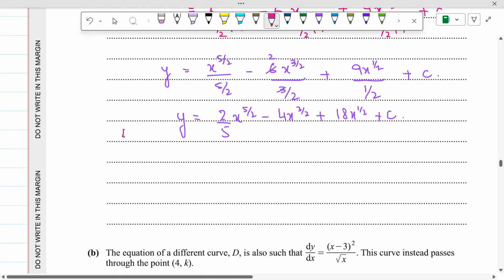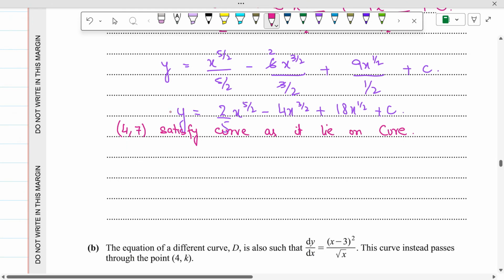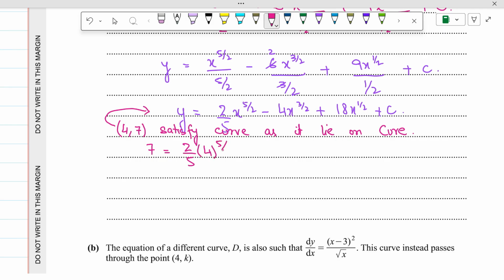Because (4, 7) satisfies the curve, as it lies on the curve. Okay, plugging the point into this equation, we will have 7 equals 2 over 5 times 4 to the power of 5 by 2, minus 4 times 4 to the power of 3 by 2, plus 18 times 4 to the power of half, plus c.